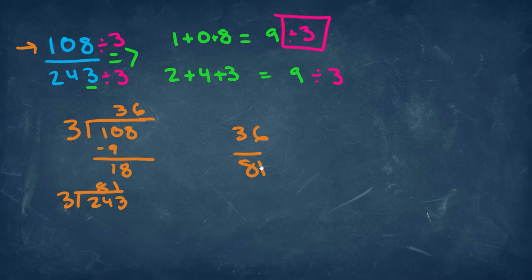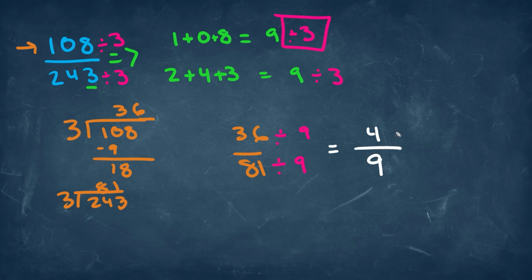Now we can keep dividing by 3. If we added these digits, you'd see you have 9 plus 9 is divisible by 3. However, we can simplify this process by noticing that 36 is divisible by 9 and 81 is divisible by 9. If we simplify that, we're going to get 4 on the top and 9 at the bottom.